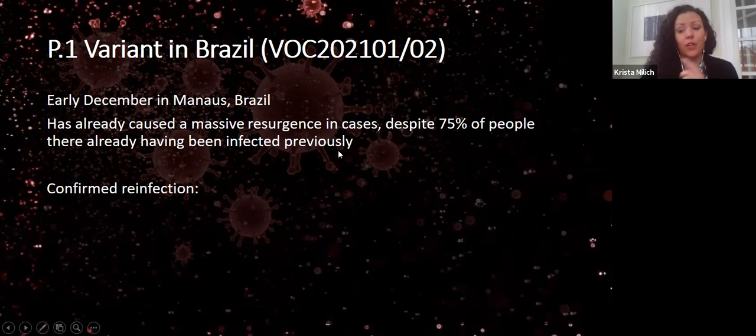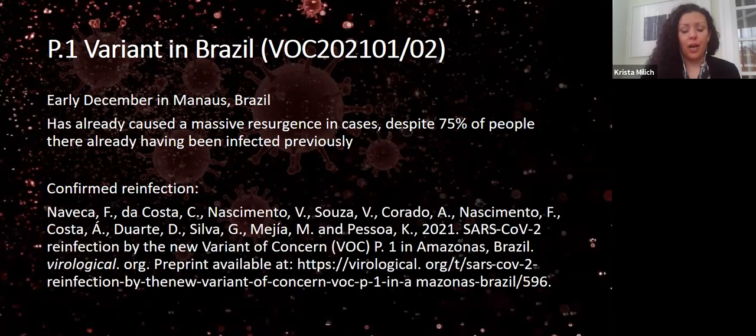So for example, there is a paper that shows a confirmed reinfection. This is the paper that's available online. It's taking one patient, for example, showing their confirmed COVID infection from previously with the previous strain, and then now showing a new infection with the new strain, and actually having the genetic data to show that.